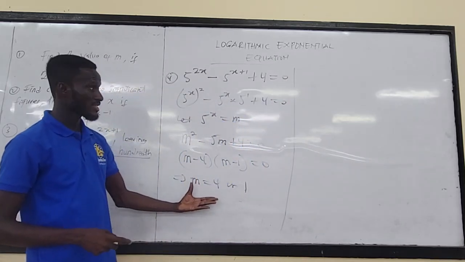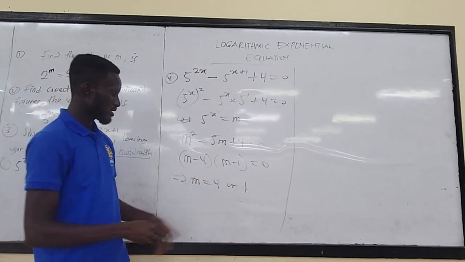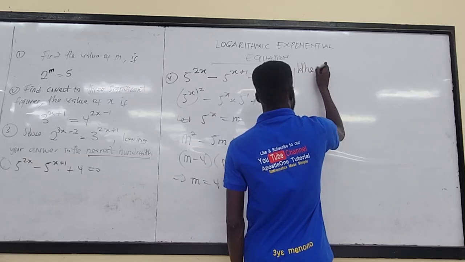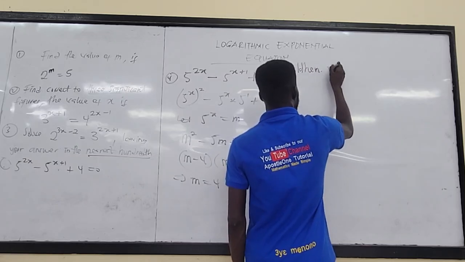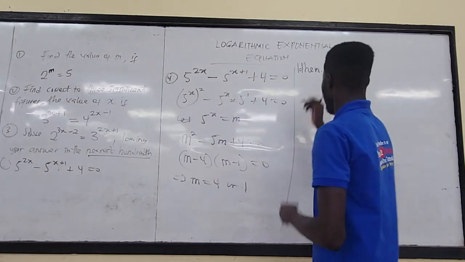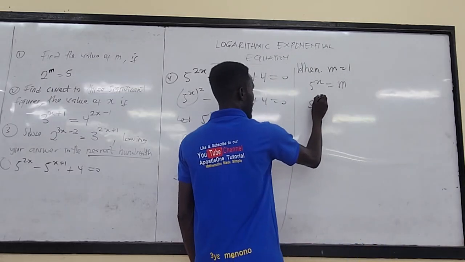You know how to use this answer to solve for x. Let me consider the first answer, m is 1. Now when m is equal to 1, don't forget that 5^x is equal to m, right? So 5^x is equal to m.